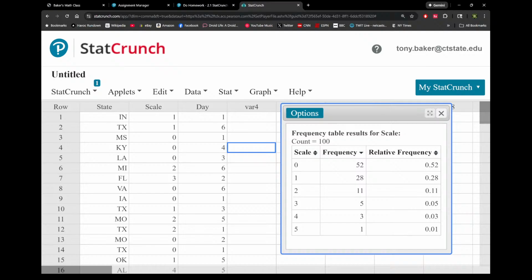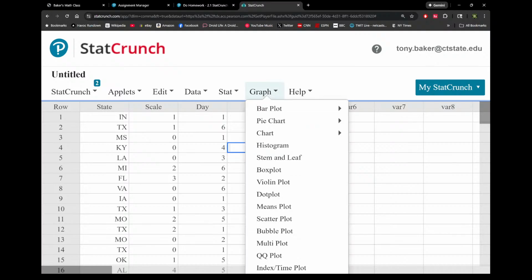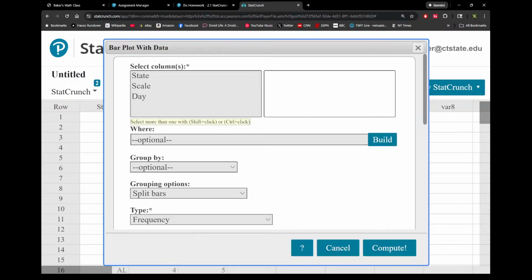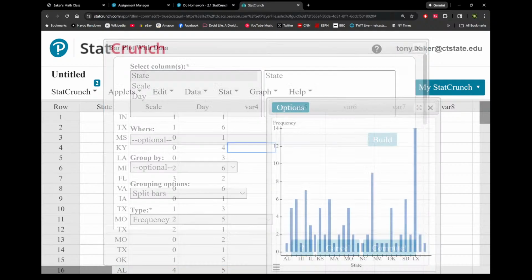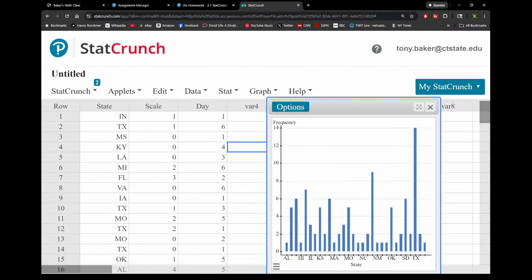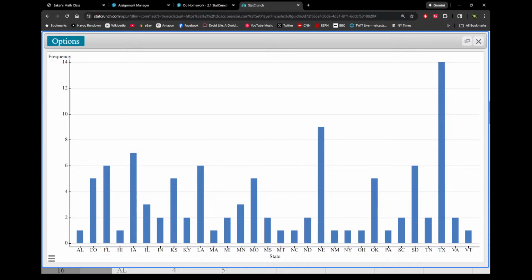What if I needed a bar graph of this? We would go to graph, bar plot. With data or with summary? We want with data. Let's look at state. I happen to know that's one of the other questions. And here is the bar chart for each state and the frequency of them occurring. So which state occurred most often? Texas. That's how easy it is to look at this once you do it.